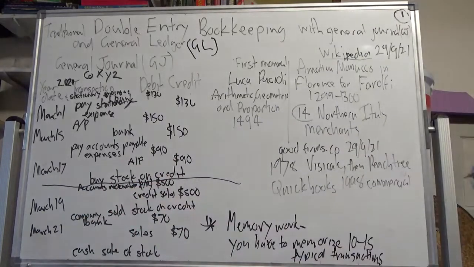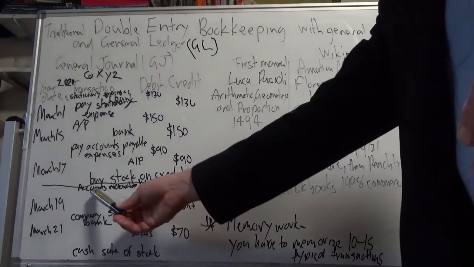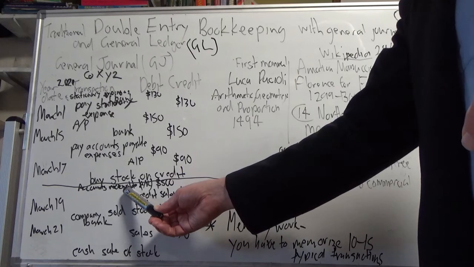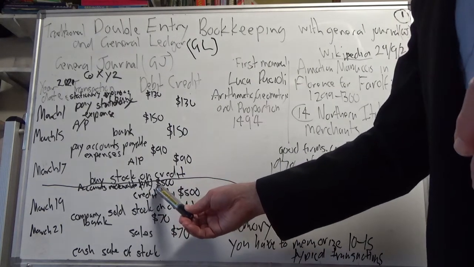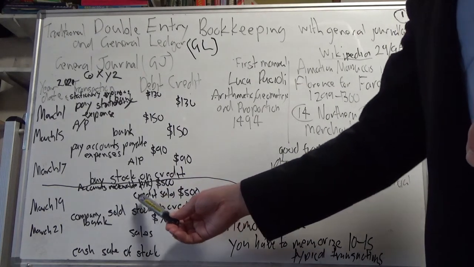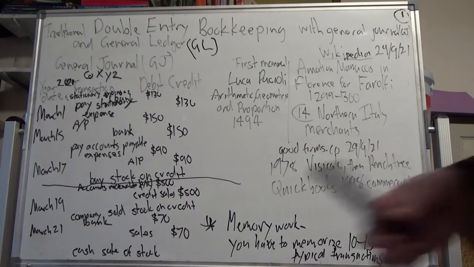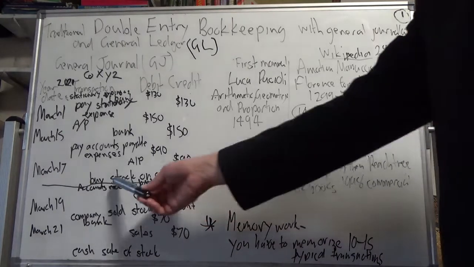On March the 19th, the company sold some stock on credit to other companies. They sold some of their stock. So you debit accounts receivable, which is a current asset in the balance sheet, 500 in this example, and you credit credit sales, okay, $500. So debit and credit.